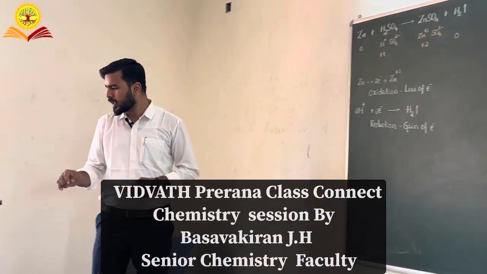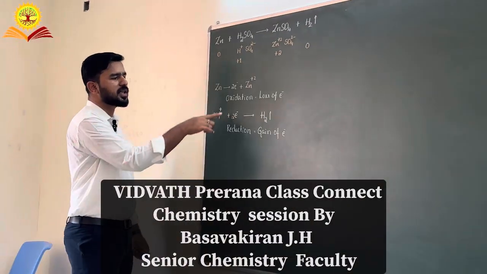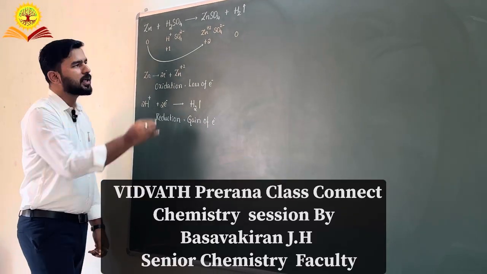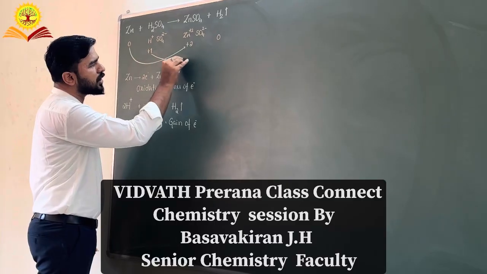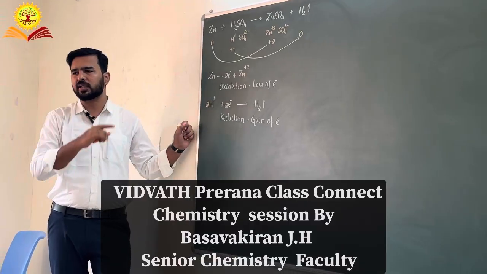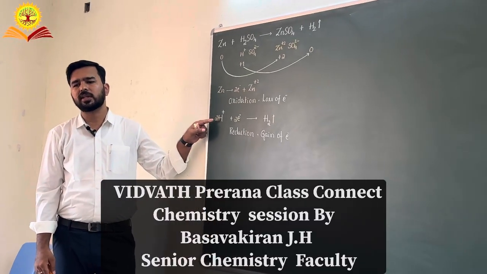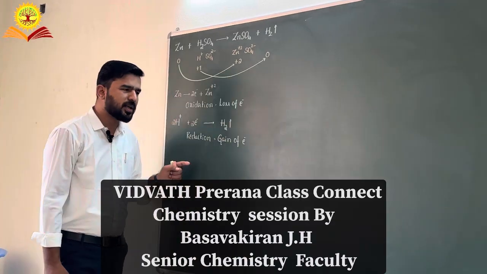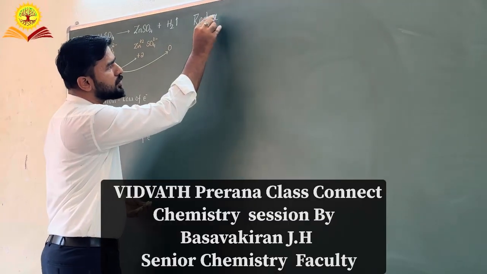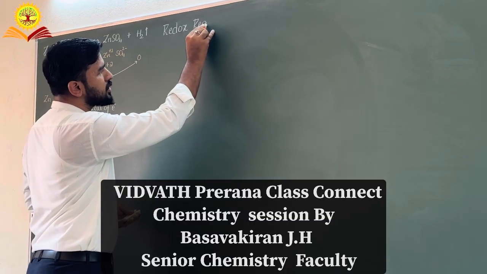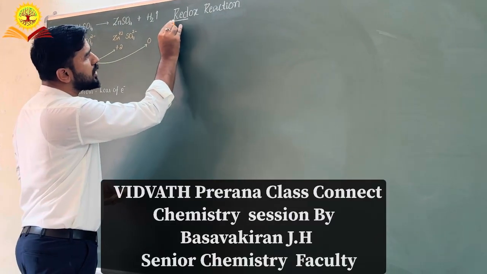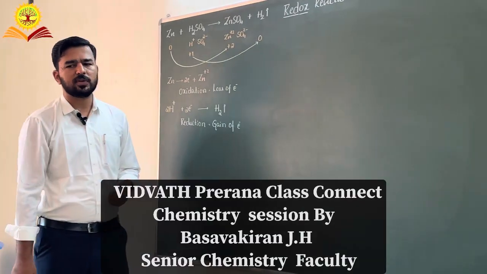So the above displacement reaction, whatever I'm explaining, includes both oxidation as well as reduction. Here zinc undergoes oxidation to form the corresponding Zn2+, whereas H+ from H2SO4 undergoes reduction to form H2. Since this reaction involves both oxidation as well as reduction, this reaction can be termed an example of a redox reaction. So in this class, we are going to explain redox reactions. Then what are redox reactions? These are the chemical reactions which involve both oxidation as well as reduction.